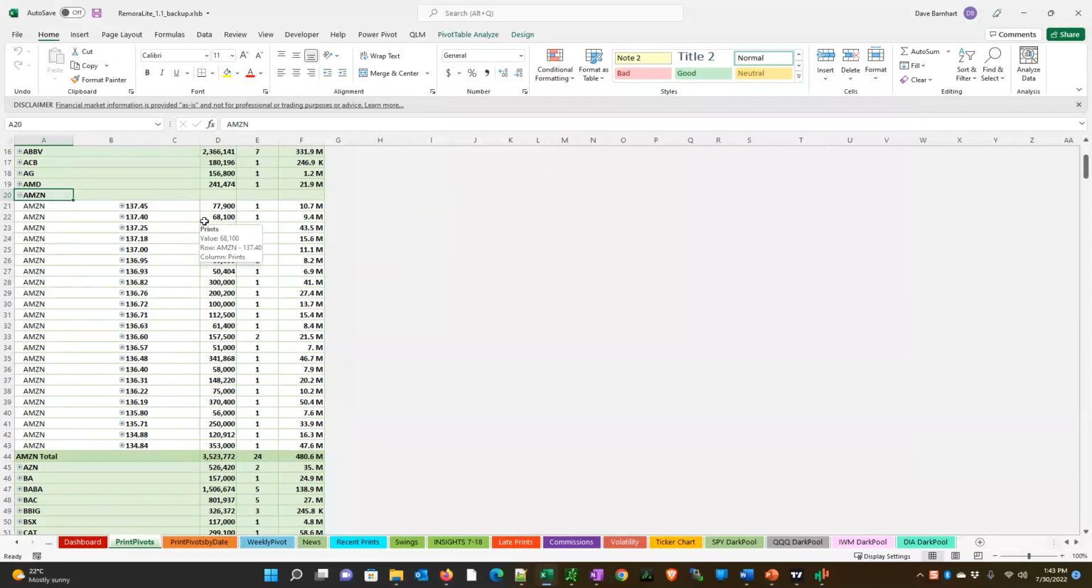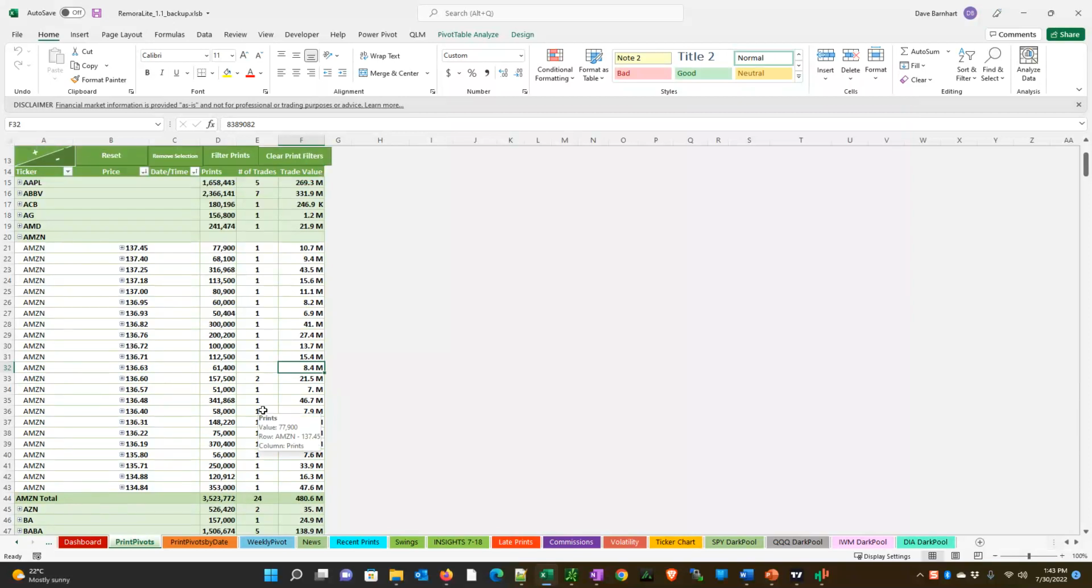Now, the neat thing about this is there's the highest price and the lowest price. And then here's the summary of prints, and then the value of the trade. So we can see here that between 134.84 and 137.45 is 3.5 million. Steph and I have talked quite a bit about this, because how many trades would you have missed? It's not 3.5 million at one price. It's lots of little ones that make it up, right?